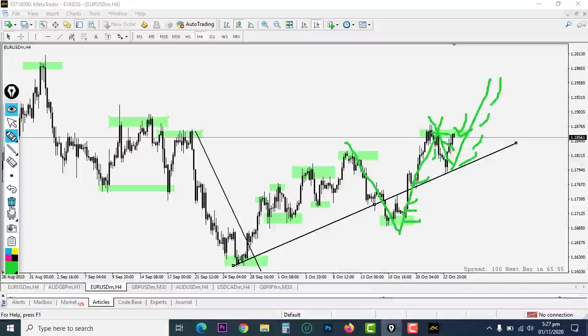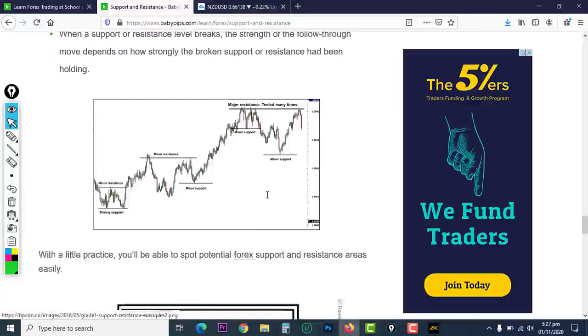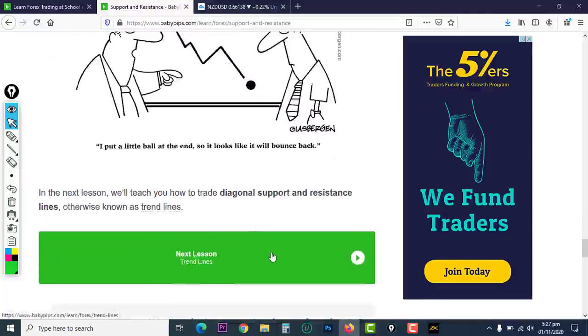We are not talking about entries, we're just talking about the basics. So just get this concept in mind as we move on. Okay, so let's move on to the next lesson, trend lines.